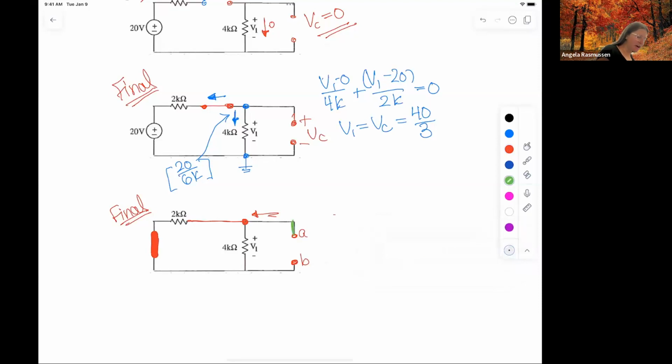If you still want to color code, feel free to color code whatever wires so that you can see that these are indeed in parallel, with the colors the same on the top and the colors the same on the bottom. So that again will be RTH. So that gives me 2K in parallel with 4K.